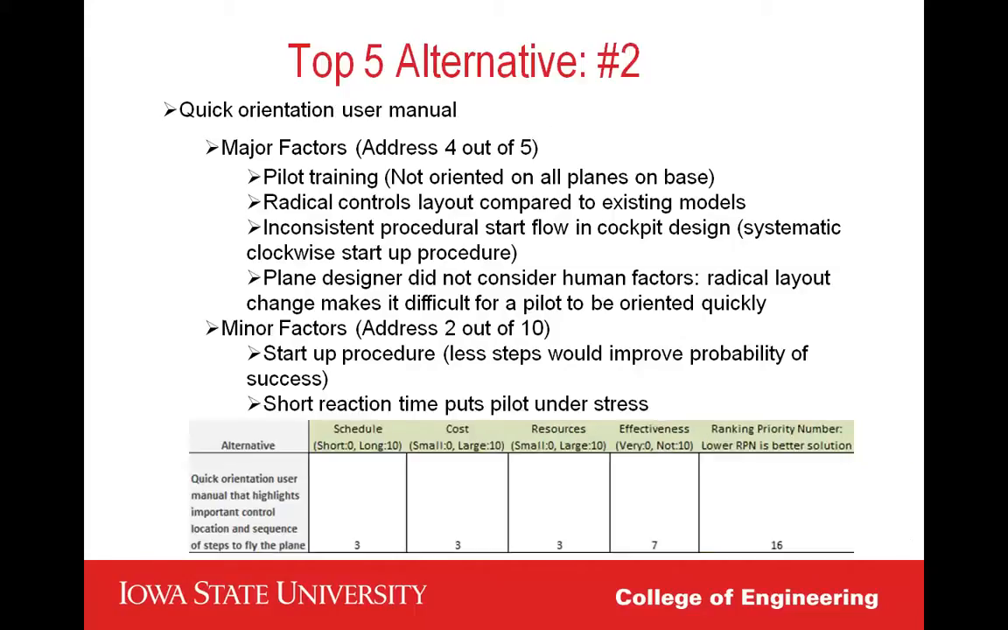Our second alternative is to have a quick orientation user manual that will give the pilot a quick reference in case he gets into the scenario of having to fly a plane on which he didn't receive orientation. It gives the pilot a quick way to identify critical controls even if the plane has radical layout control change. It also helps to address the startup procedure flow and the fact that the designer didn't do a good job on designing the control layout because pilots will have something to refer to.